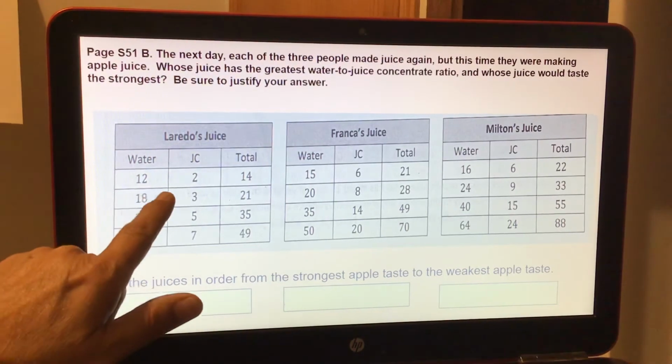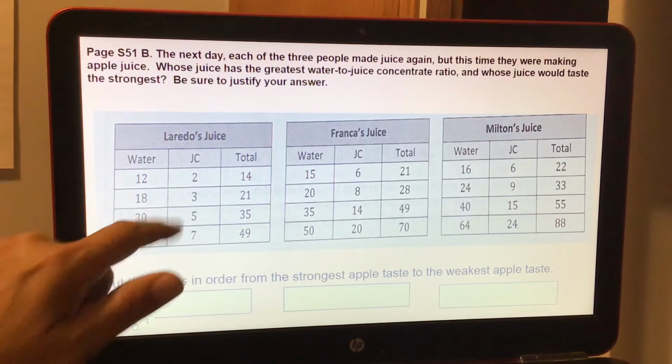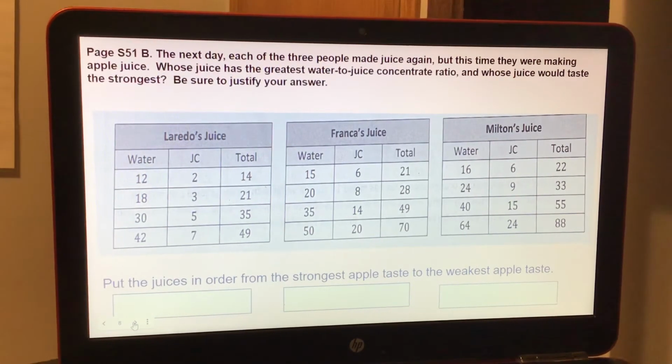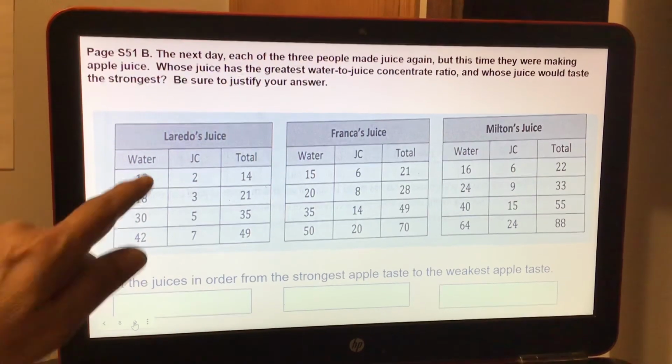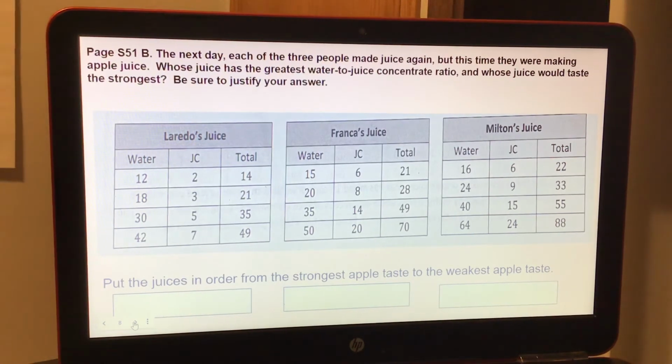So again, let's look at this. 12 to 2, I am going to make it a fraction. 12 over 2, that's going to reduce. I'm going to divide both by 2. That'll give me 6 to 1 here. 6 to 1. Okay, next one. You have 15 over 6. 3 goes into 15 5 times, and 3 goes into 6 2 times. So it'll be 5 to 2.